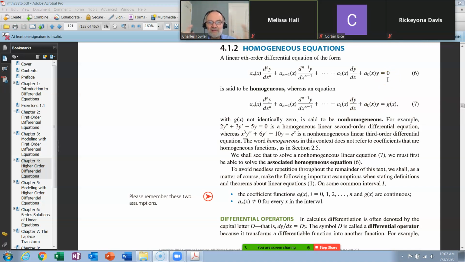Now this works for linear higher order differential equations. So to avoid needless repetition throughout the remainder of the text, we shall, as a matter of course, make the following important assumptions when stating definitions and theorems. Number 1, the coefficients a sub i of x, and g of x also, are always continuous, just like we had before, and a sub n of x is not 0 for any x in the interval of definition of that differential equation.